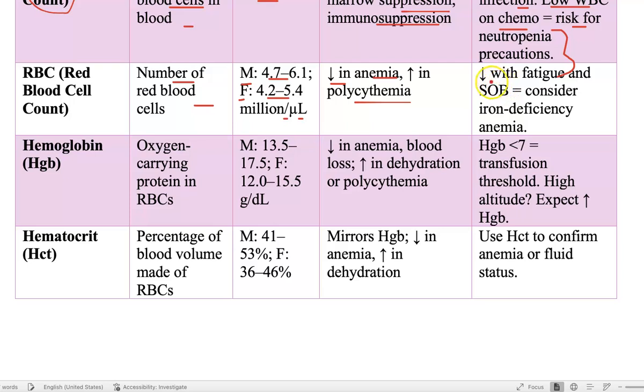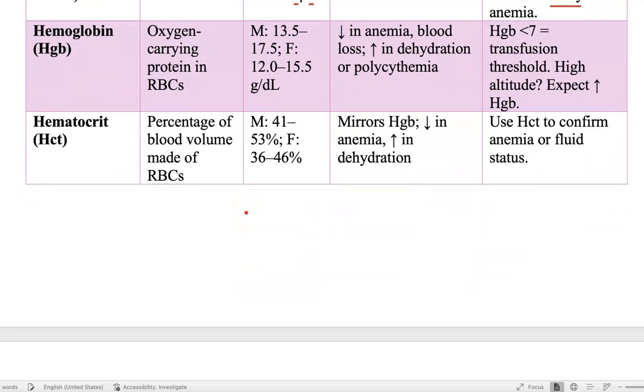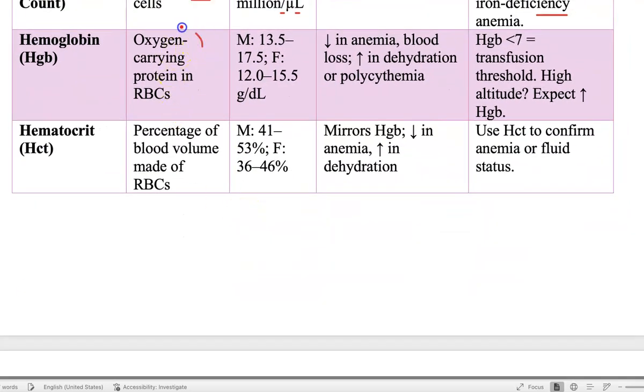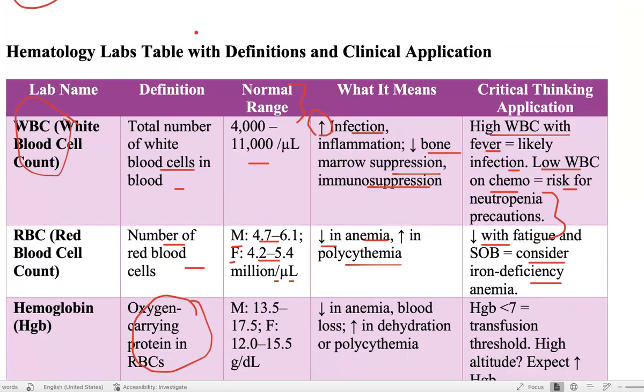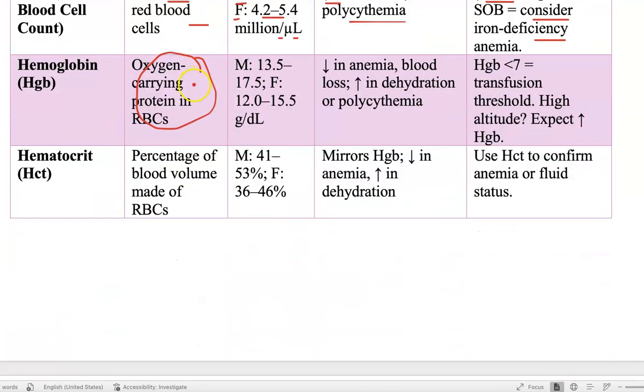Okay. Now, decrease with fatigue and shortness of breath, consider iron deficiency anemia. Now, what about hemoglobin? We know that the main definition for it is that it's an oxygen carrying protein in the RBC. That's the purpose of hemoglobin. And that's why when hemoglobin is low, you find people short of breath and stuff like that.